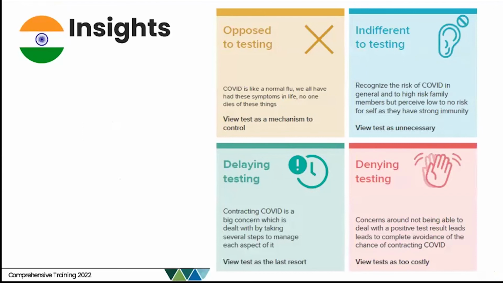In terms of the insights that were gained, these were clubbed into what were the factors or beliefs that were contributing: those opposed to testing, what were the delays in testing, what were the reasons for denying the testing, and who were being indifferent to testing. So these people who were indifferent to testing viewed testing as an unnecessary thing. And people who were opposed had a view that testing was a mechanism for control, that the government and the systems were putting unnecessary control over people and their beliefs and their freedoms.